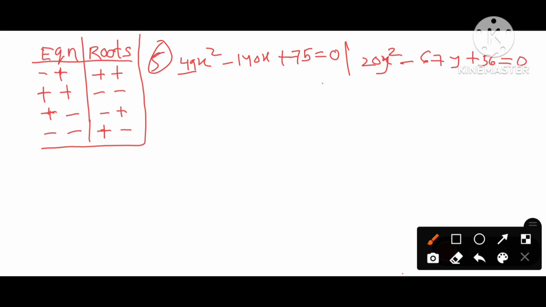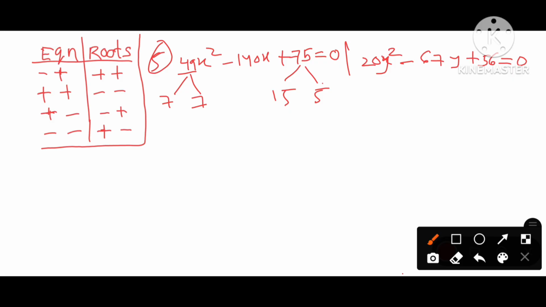In the first equation, minus and plus means both the roots we get are positive, and in the second equation also minus and plus means both the roots are positive. So we cannot compare clearly, and we need to go with the traditional method. First, we have 49, so let's divide this as 7 into 7. Let's divide 75 as 15 five times.